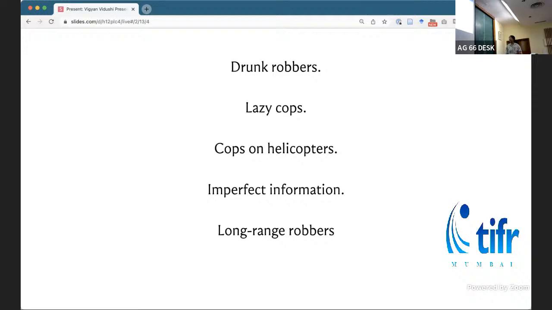Long-range robbers, many of you suggested multiple steps. You could also have long-range cops. You could also take this to graphs that are not necessarily finite. Cops and robbers at varying speeds that you suggested also has been studied. I didn't put it here, but you can imagine this is a long list. So there's basically a lot to look at and explore.